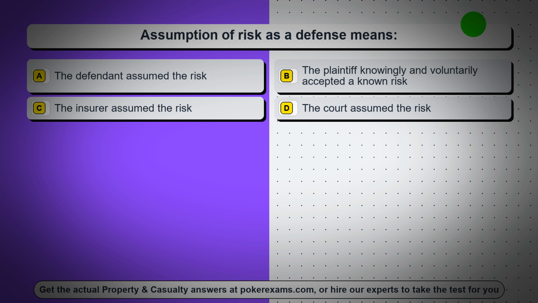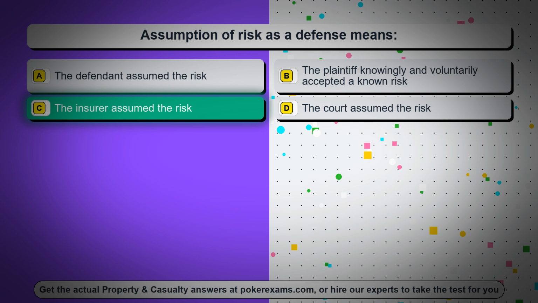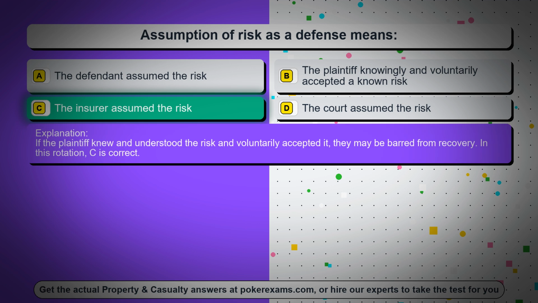Question 73. Assumption of risk as a defense means: option A, the defendant assumed the risk; option B, the plaintiff knowingly and voluntarily accepted a known risk; option C, the insurer assumed the risk; option D, the court assumed the risk. The correct answer is option C, the insurer assumed the risk. If the plaintiff knew and understood the risk and voluntarily accepted it, they may be barred from recovery. In this rotation, C is correct.